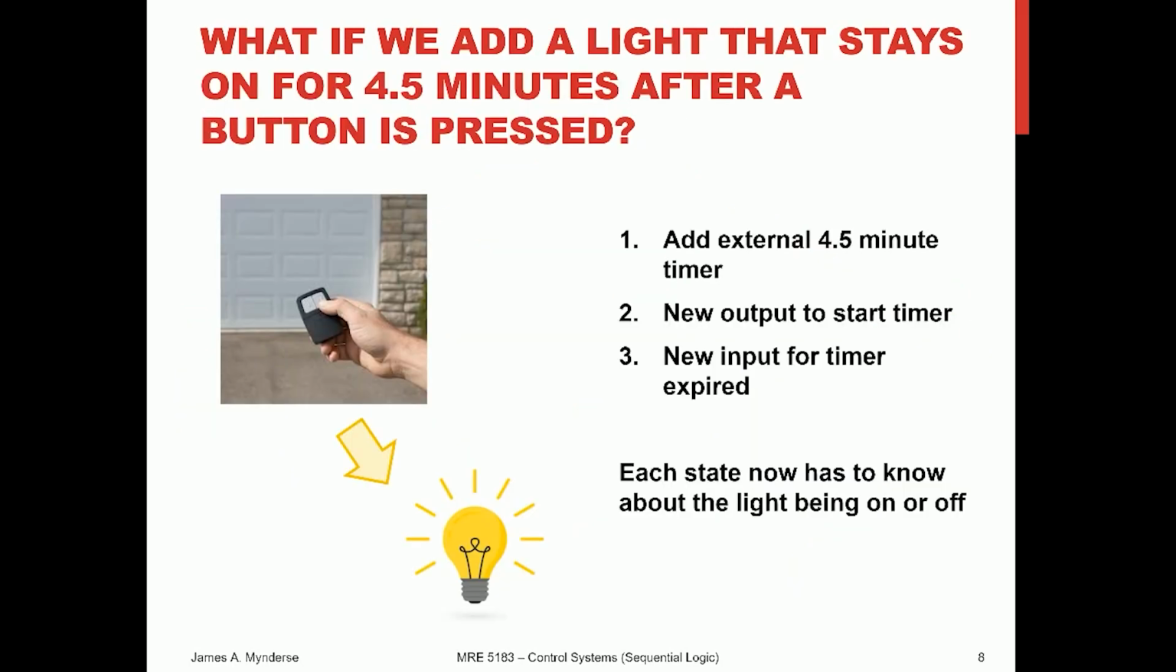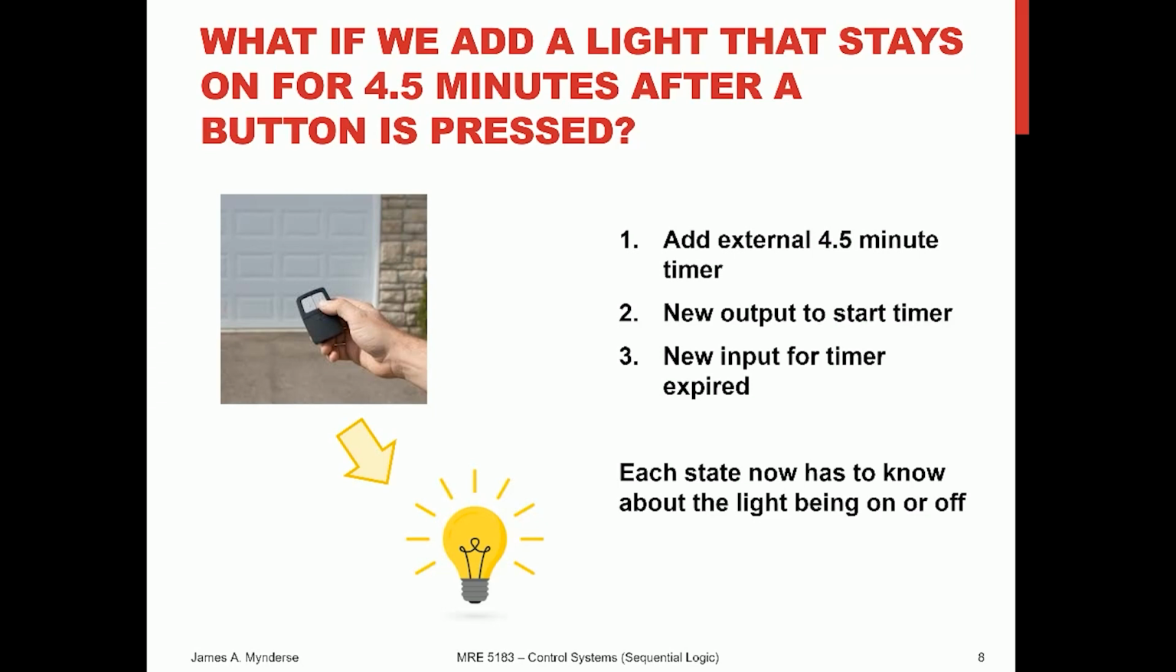But let's add even more complexity. Lots of garage door openers have a light on them, and that light is there to help you out if you're fumbling around in the dark. Anytime you press the button, it's going to bring the light on, since there's somebody here that might want to see what they're doing. Let's assume that the light is going to stay on for 4.5 minutes. Why 4.5 minutes? I don't know. 4.5 minutes after the button is pressed.